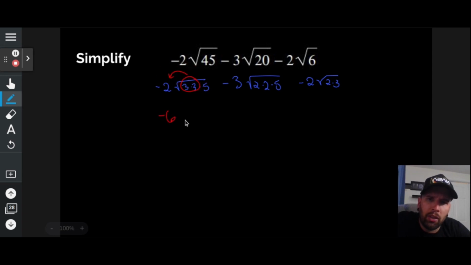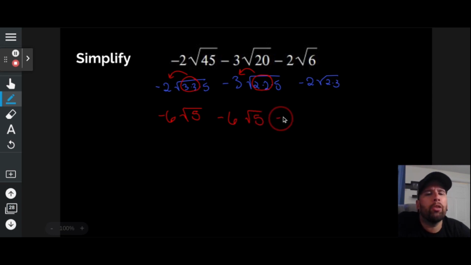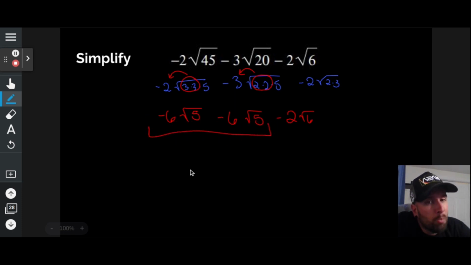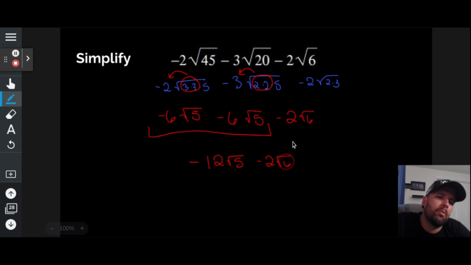I can bring out a group of 3s and multiply it to that negative 2, and that gives me negative 6 and leaves me with the square root of 5. I can pull out a group of 2s and bring that out and multiply it to that negative 3 and get another negative 6, and I'm left with the square root of 5. And then I have 2 times 3, which does nothing, 6, just 6. What can I do with you? Nothing. What can I do with these guys? Combine them. Negative 6 root 5s take away 6 more root 5s is negative 12 root 5s. And then minus 2 root 6. That's how you simplify it.